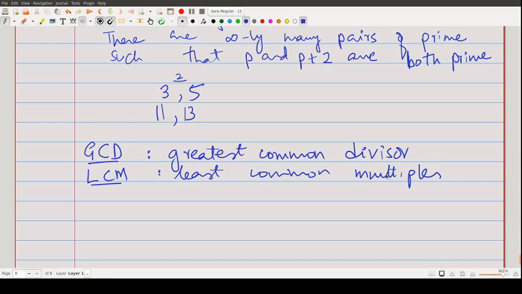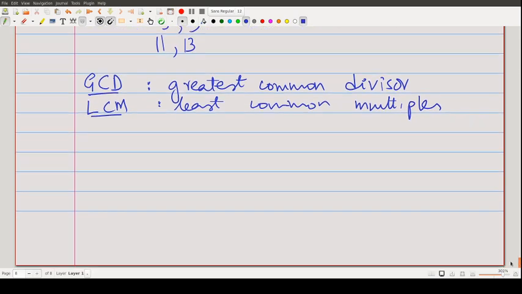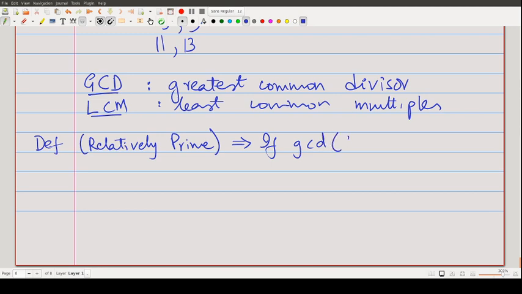The first thing is, we define relatively prime. The idea is that if the greatest common divisor of A and B is equal to 1, that is, they don't have a common divisor other than 1, then A and B are called relatively prime. Okay.